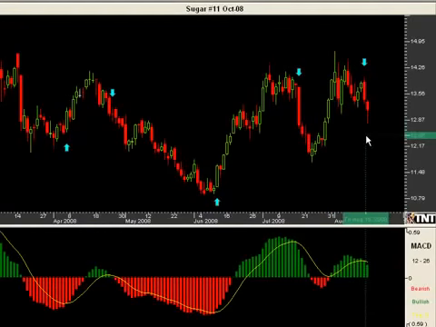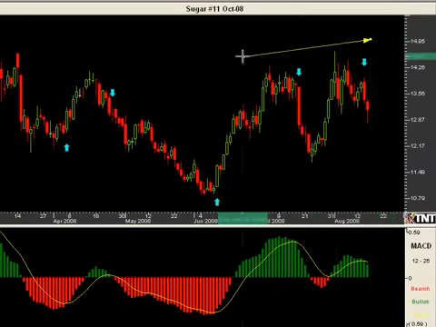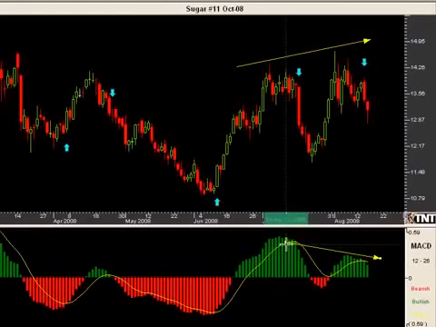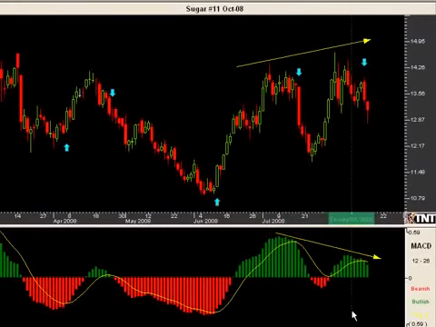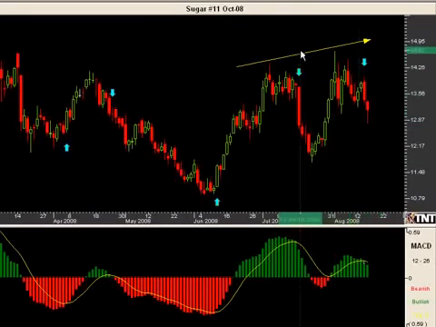MACD is also good at picking out divergences. Divergence is when one thing is happening in the indicator and another thing is happening in your prices. For instance, here prices were still heading higher, and yet on MACD the indicator was heading lower. That's divergence. And when you have price divergence with your indicator, the indicator will almost always win out.